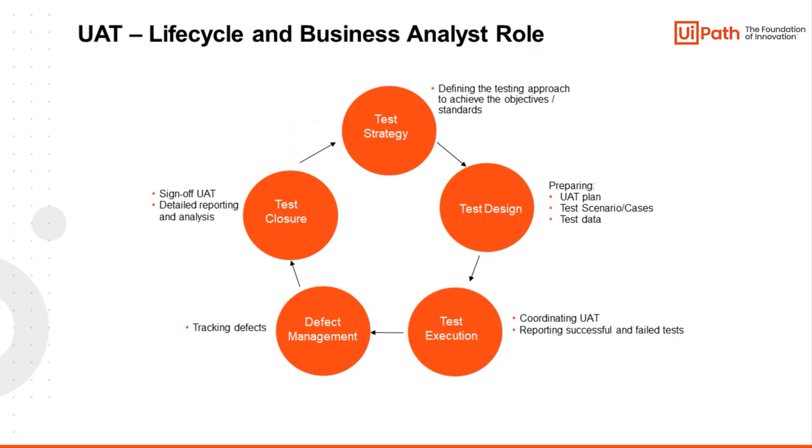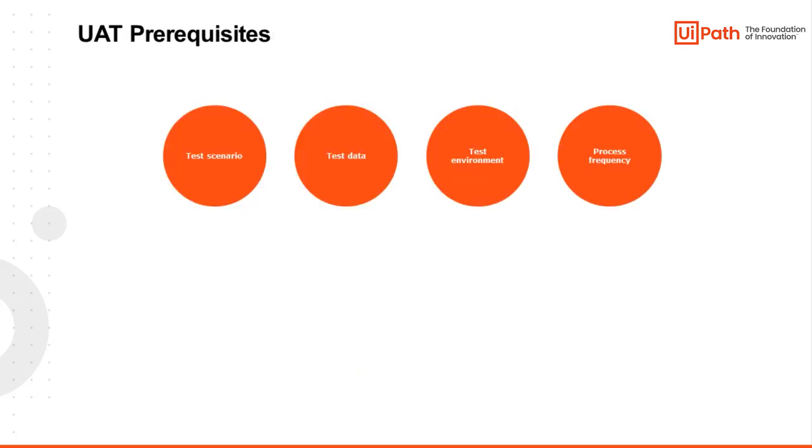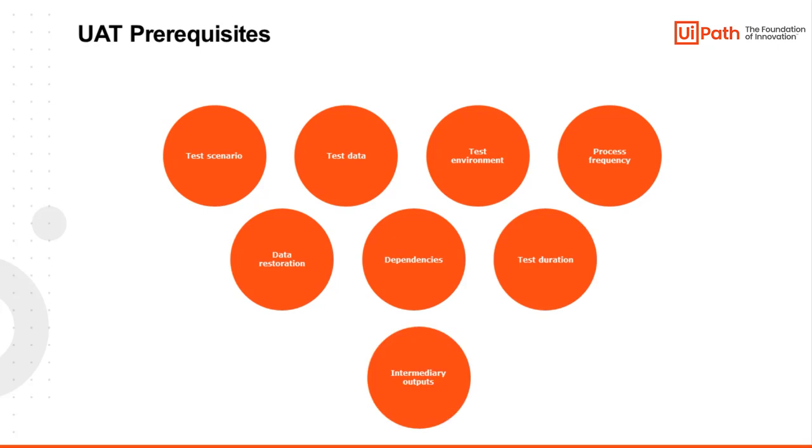Considering that automation is most often built on pre-existing processes, the testing phase in the case of an automation project involves simulating the activity of a human operator and comparing the output of the one returned by the robot to ensure the two matches. Before starting off with the testing process, there are some prerequisites that must be met to ease the process. These include test scenarios, test data, test environments, and information related to process frequency, data restoration, dependencies, test duration, and intermediary outputs.